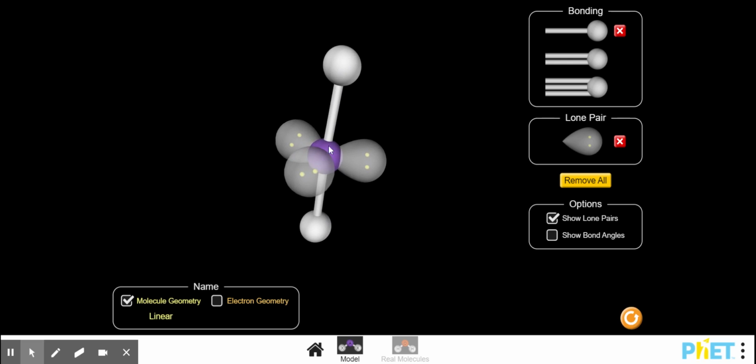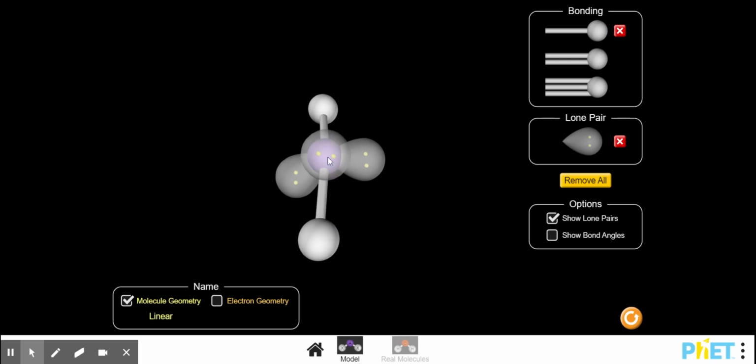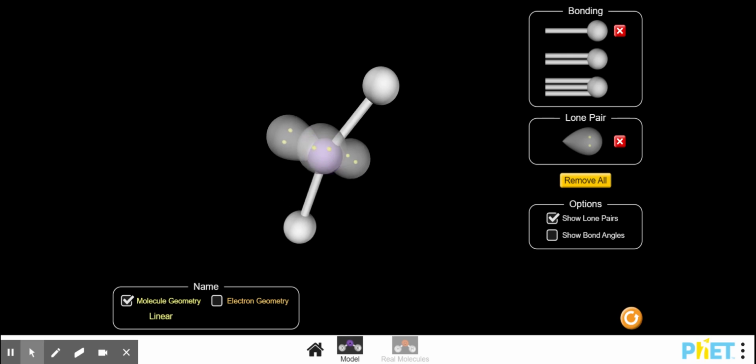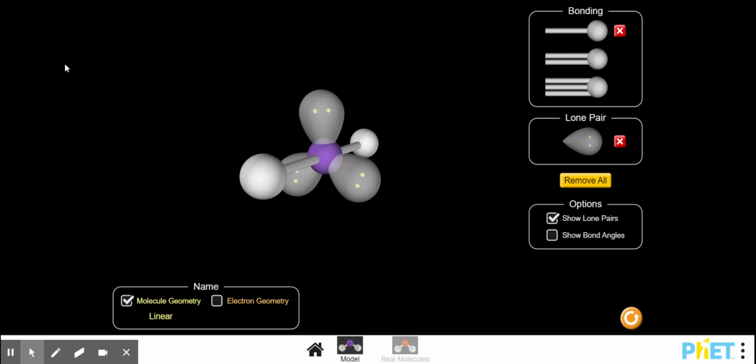The reason why they spread themselves out this way is because this maximizes the distance between the pairs of electrons, which minimizes repulsion. So I would highly recommend this simulation if you're having trouble with molecular geometry. It's great for visualizing these structures, and you can move things around and get a really good sense of the shapes of the molecules.